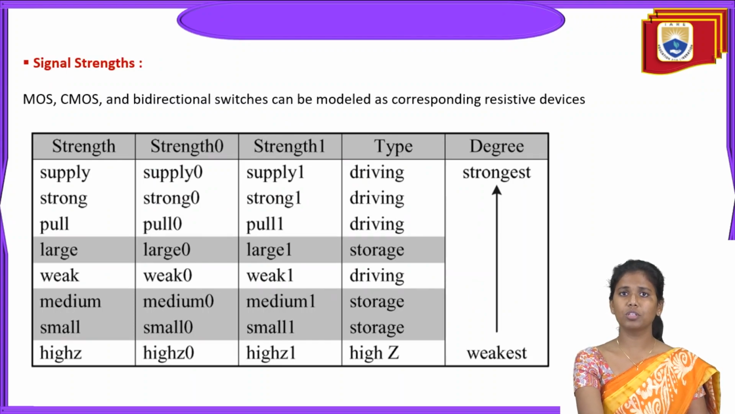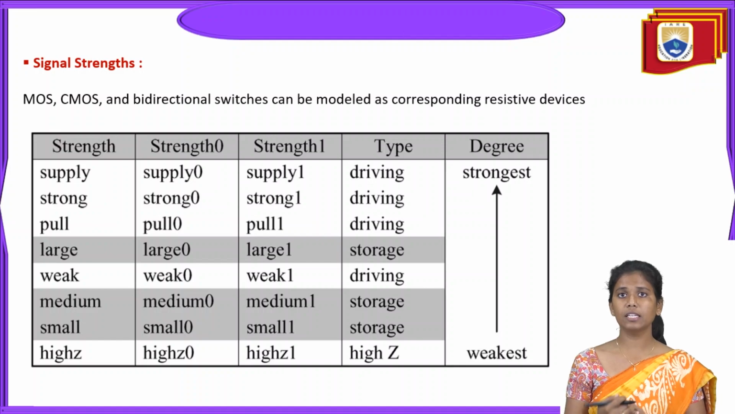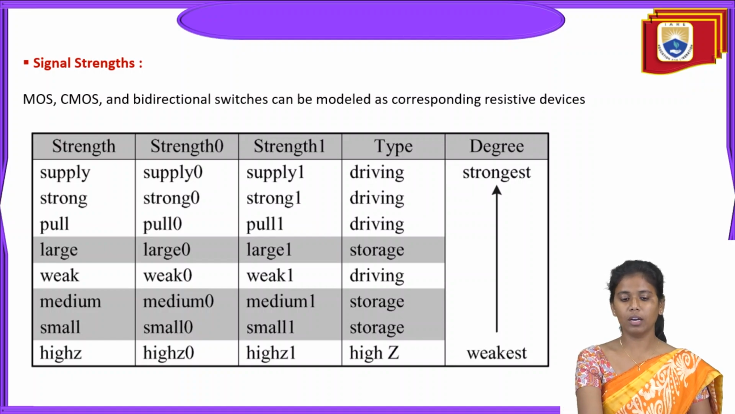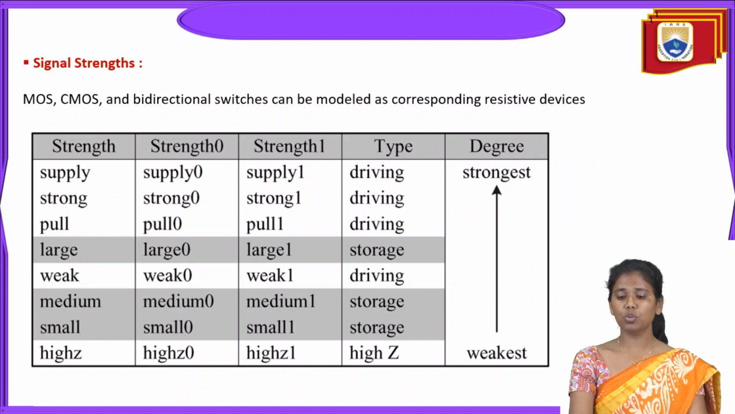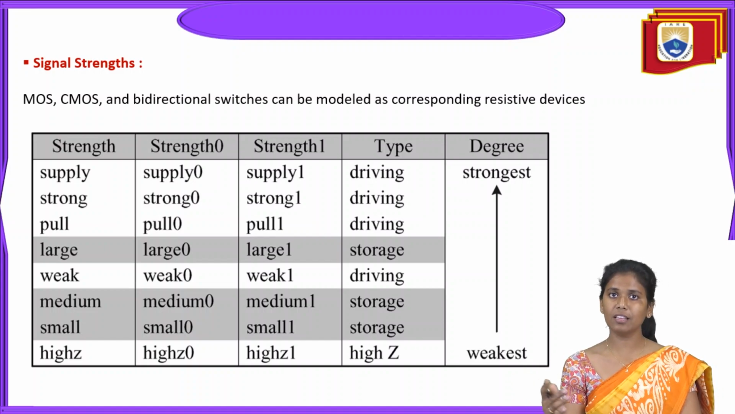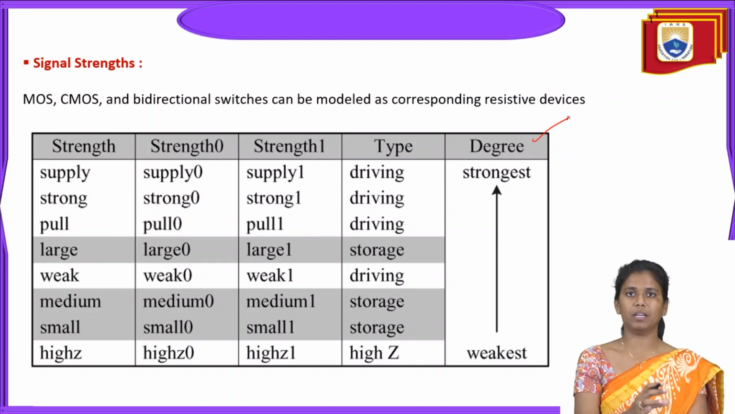And coming to the signal strength. The signal strengths are based on the strength of a signal. Based on the strength of a signal, a value can be given, and based on that value we can easily tell what degree that particular signal has. This is a small table based on the signal strength and the category where it goes. We know that MOS and CMOS are bidirectional switches, and so they are called resistive switches. Based on this table, we can easily analyze what the degree of that particular signal is.